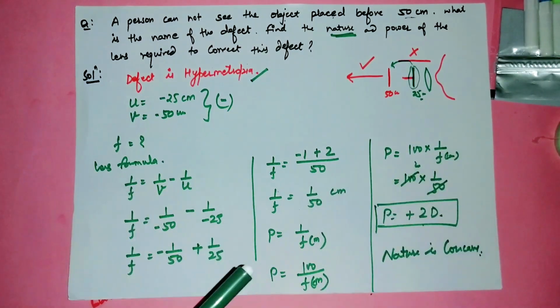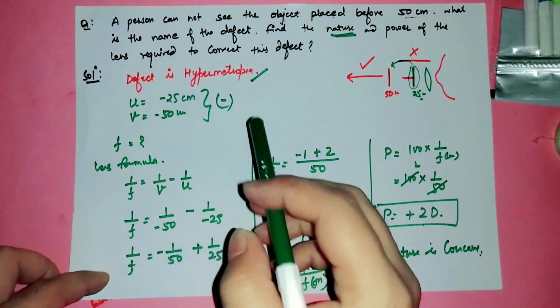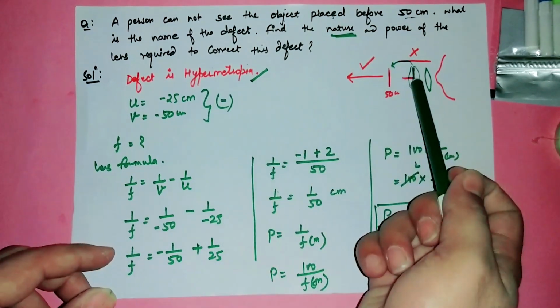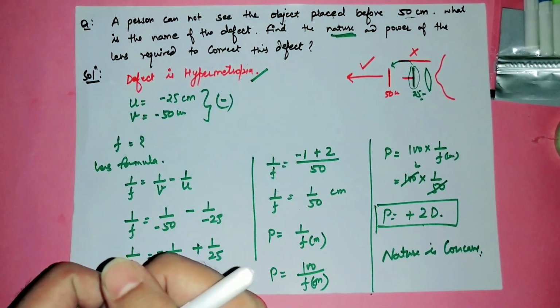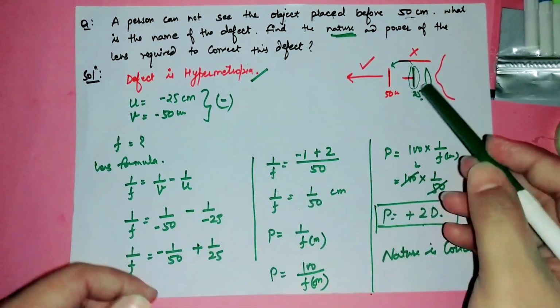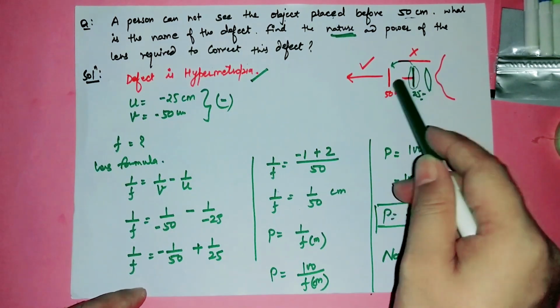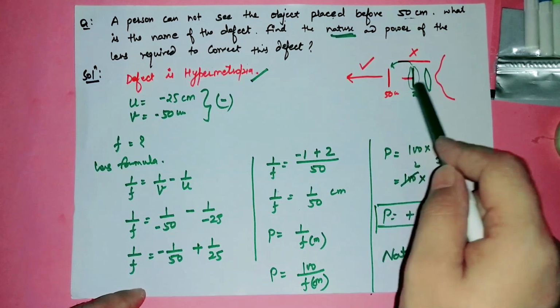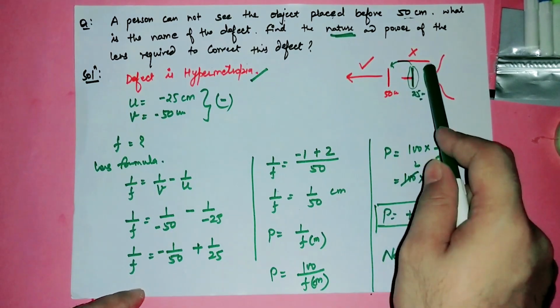Clear? So this is how we do the questions related to myopia and hypermetropia. These are very simple questions, but we have to keep in mind which object we want to see. Here we want to see the object placed at 25 centimeter. Because at 50 centimeter we can see, its image we have to form at this place. That's why we are using this lens.